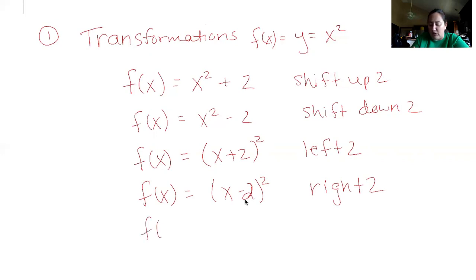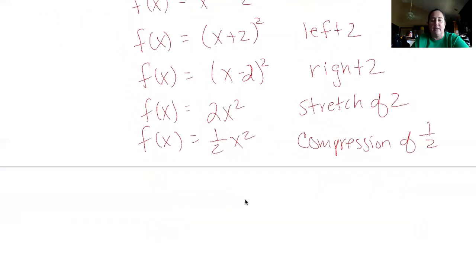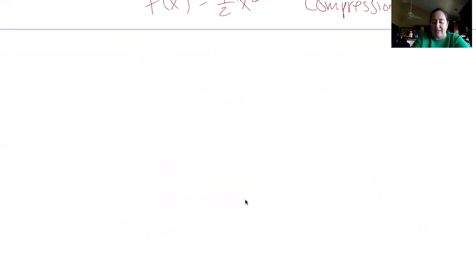The other thing that we can do is stretch and compress our functions. So if we put a 2 in front of that x squared, that's considered a stretch of 2. If I were to change that and say 1/2 x squared, it's a compression of 1/2, or sometimes they call it a shrink. The other thing in this lesson that sometimes gets a little confusing is odd and even functions.